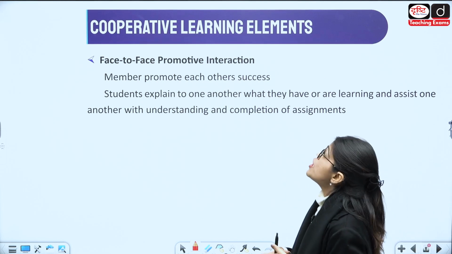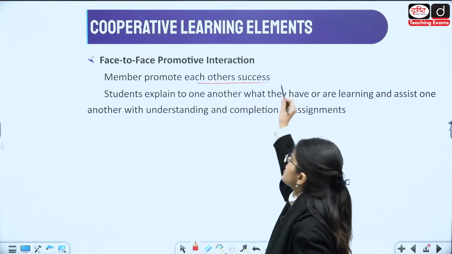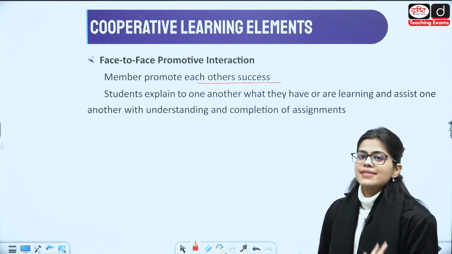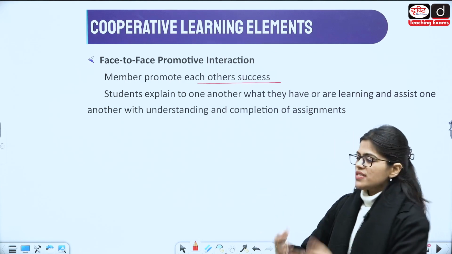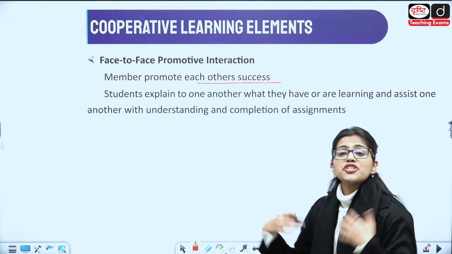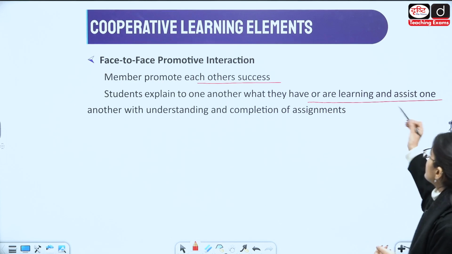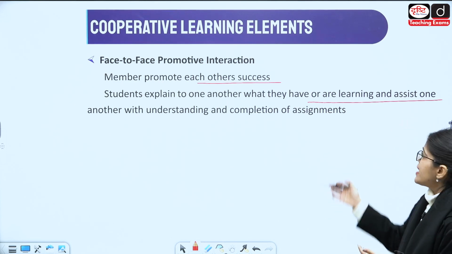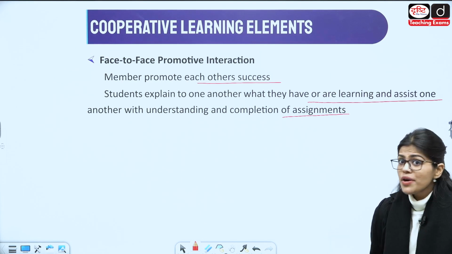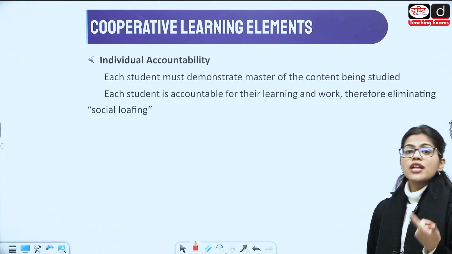Then face-to-face interaction. What is face-to-face interaction? Members promote each other's success. They are going to face-to-face interact with one another, and they're going to promote the success. So if I'm working with, say, suppose this girl called Sneha, I'll help her to give the best presentation that she can, because she is my team member. Students explain to one another what they have or are learning and assist one another with the understanding and, of course, with the completion of the assignments. So I know because Sneha is in my team and I want my team to win, I will help her as well. This is the face-to-face promotion also.